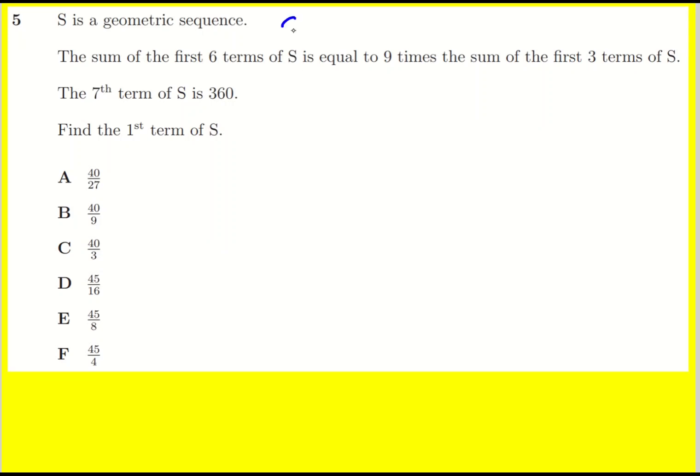S is a geometric sequence, so it goes A, AR, AR squared, and so on. But the nth term is then AR to the n minus 1. And we're told the sum of the first 6 terms of S is equal to 9 times the sum of the first 3 terms of S.